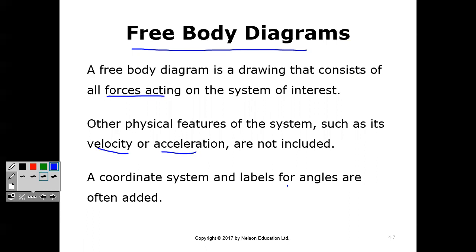They are not included. You also put the coordinate system, the XY direction, and you label any angles, for example, if it is an incline, you have to label the angle. It's not part of the free body. Free body strictly means labeling the forces, showing all the forces.